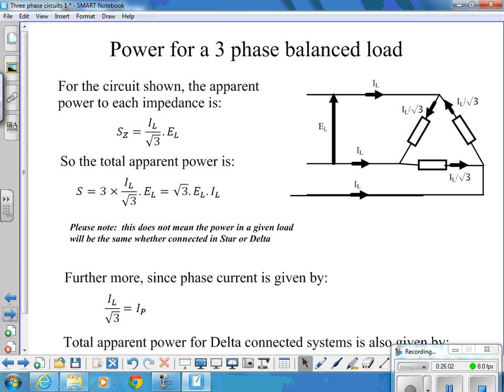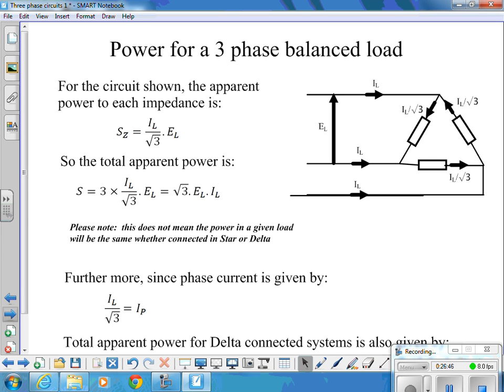So, power for a 3-phase balanced load, delta. In this circuit, the voltage across each load is the same, EL, the line voltage. EL and E phase are equal, but the phase currents are IL over root 3. So for this system, the apparent power for each load is IL over root 3 times EL, and to get the total power, we multiply that by 3, and that cancels out to root 3 times EL IL.